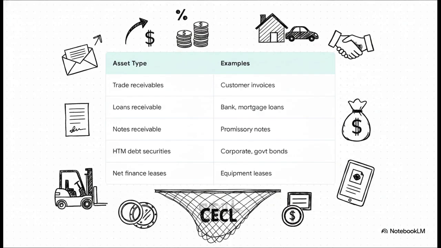Do you have loans receivable, like bank loans or intercompany loans? What about notes receivable, like a promissory note or an employee loan? Then we've got held-to-maturity, or HTM, debt securities, think corporate or government bonds. And finally, your net investment in finance leases, like equipment finance lease receivables. I can absolutely assure you, if any of these items are sitting on your balance sheet right now, they are definitively in scope for CECL. There's just no escaping the net for these asset types.